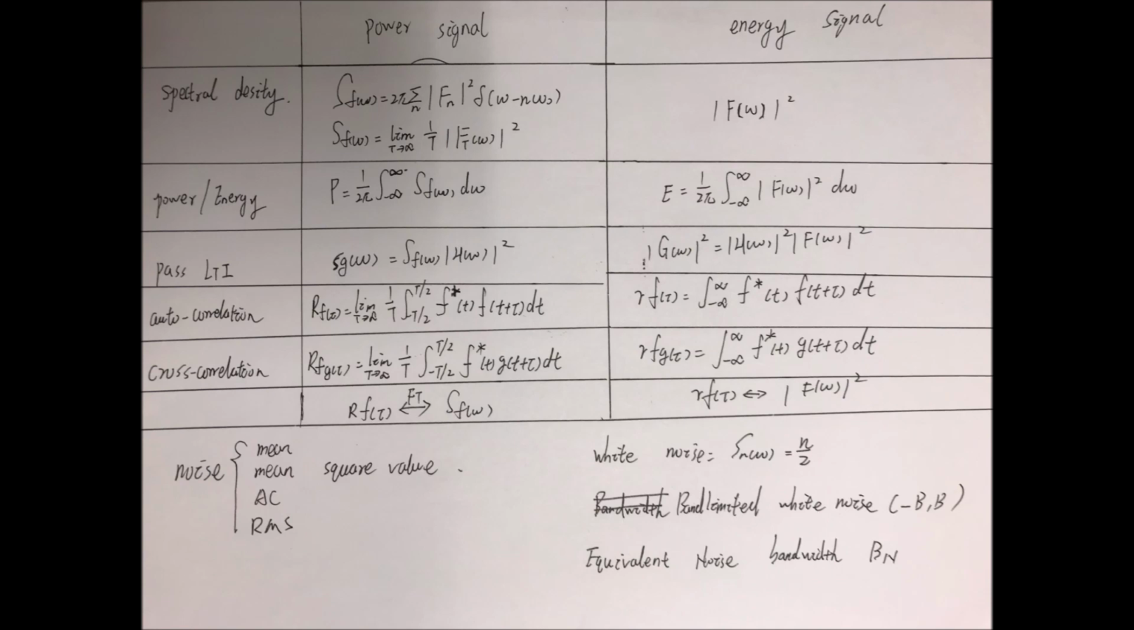Next, cross correlation. We have two signals, so instead of only R_F we have R_FG. F(t) conjugate times G(t plus tau) gives the cross correlation. Next is cross correlation for energy signals.